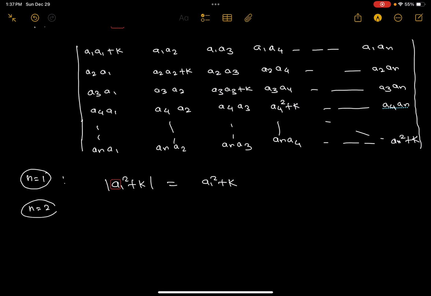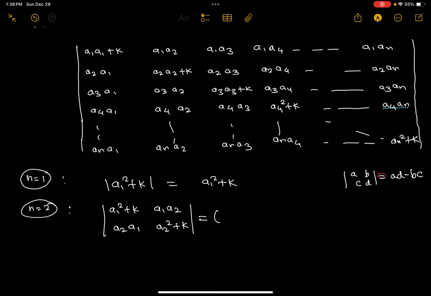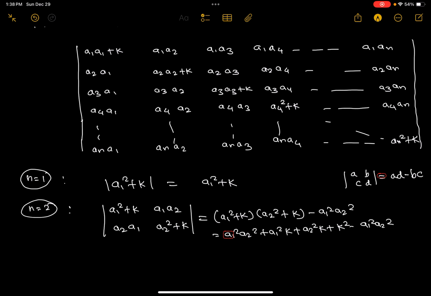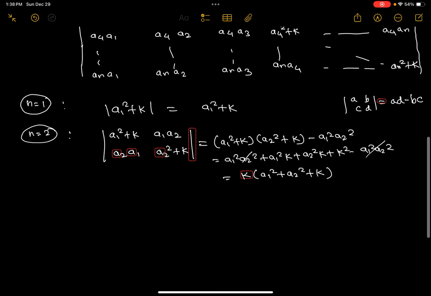For n equals 2, it's the determinant of a1 square plus k, a1 a2, a2 a1, a2 square plus k, right? You know how to take the determinant of a 2 by 2 matrix, right? If it's a b c d, the determinant is just ad minus bc. Okay, so let's do that. a1 square plus k times a2 square plus k, minus a1 square a2 square. Now this is a1 square a2 square, plus a1 square k, plus a2 square k, plus k square, minus a1 square a2 square. This one cancels out, and if you take k common, this is just k times a1 square plus a2 square plus k. Okay, we get the determinant for n equals 2.